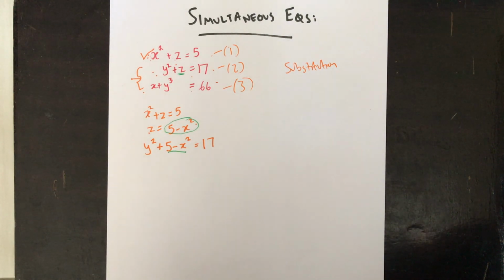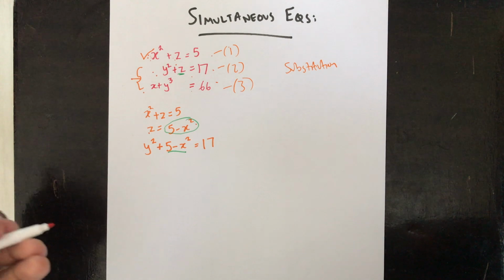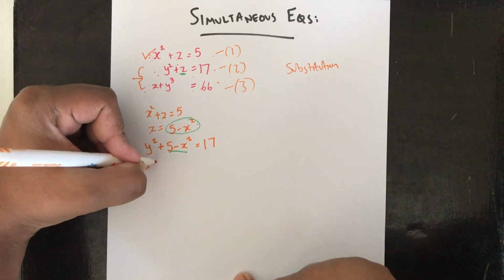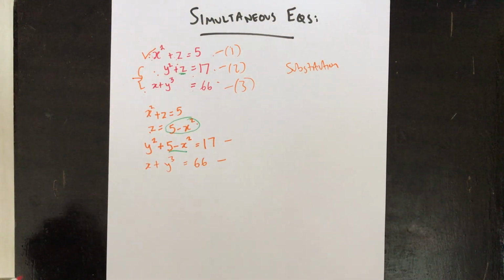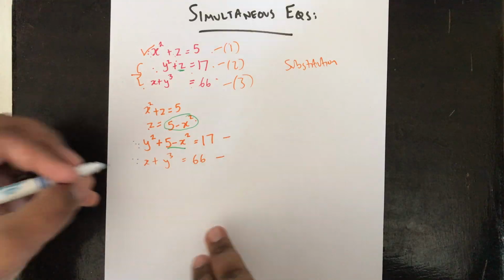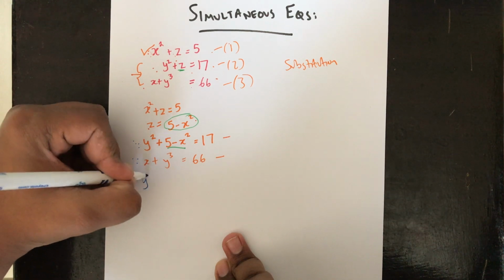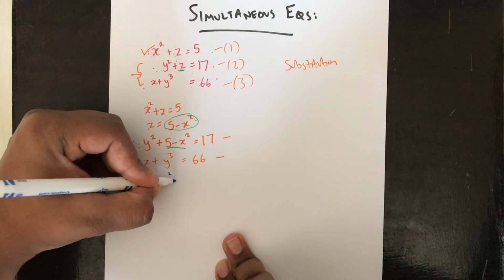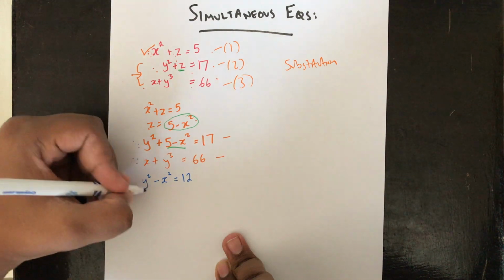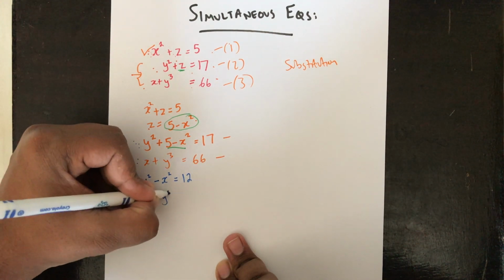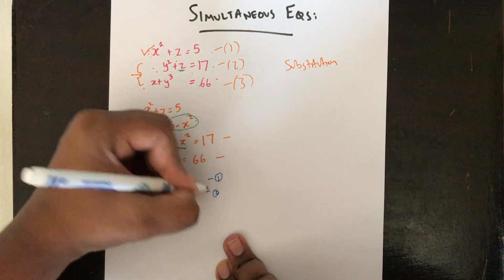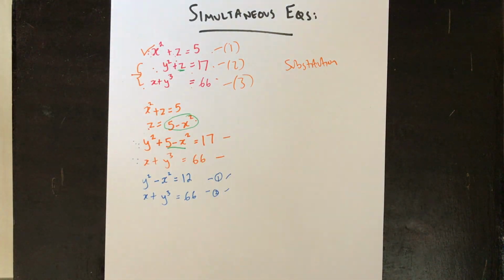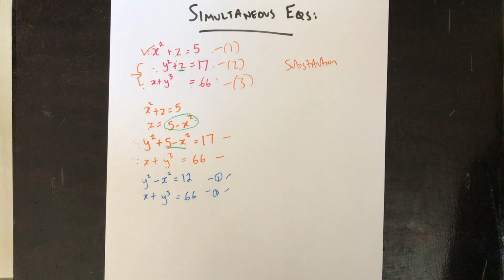So that's my first bit done. Now let me write the third equation, which is x plus y cubed is equal to 66. I'll be using these two equations and I need to get an answer out of them. So I have y squared minus x squared is equal to 12, and x plus y cubed is equal to 66. These are my new equations, so I'm solving these two. I need to get a value of x and y from these equations, and then I'll be able to get my value of z.